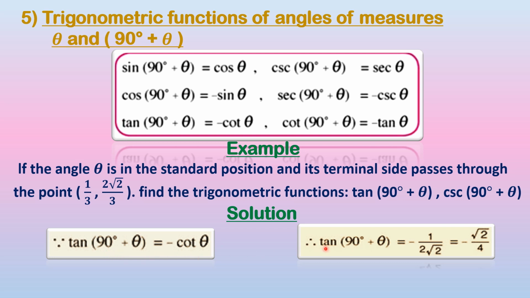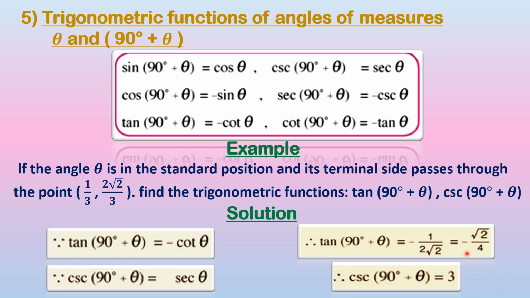So the answer is tan(90 + θ) equals negative 1 over 2 root 2, which equals negative root 2 over 4. We get this from: 1 over 3 is x, and 2 root 2 over 3 is y. Tan is y over x, but cotan is x over y. So we put 1 over 3 divided by 2 root 2 over 3. The answer is negative 1 over 2 root 2, which equals negative root 2 over 4.